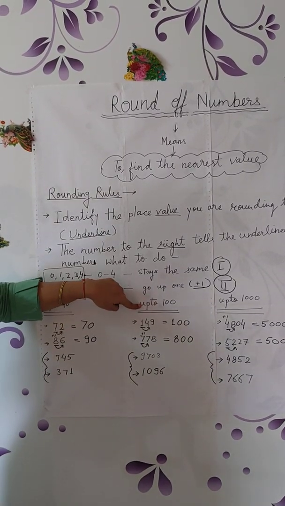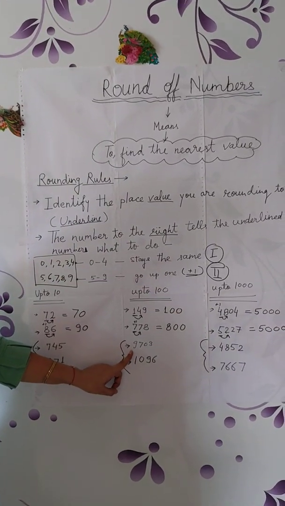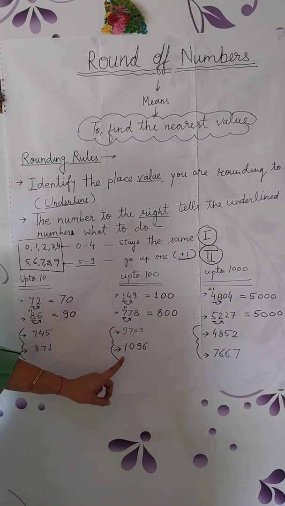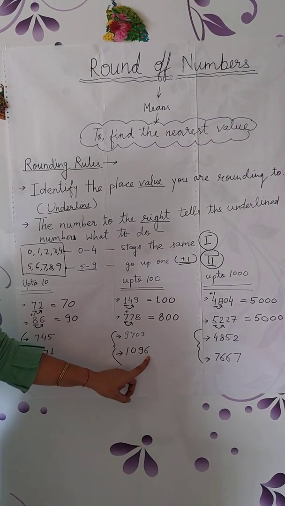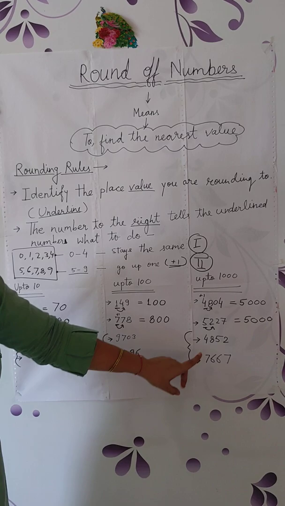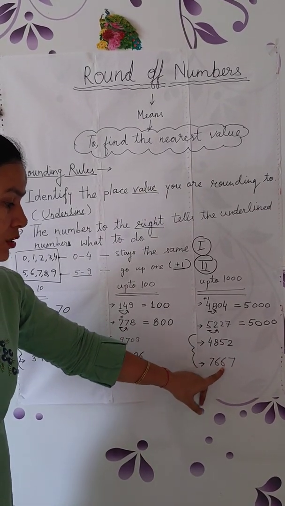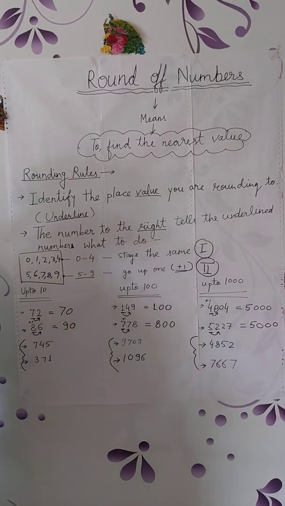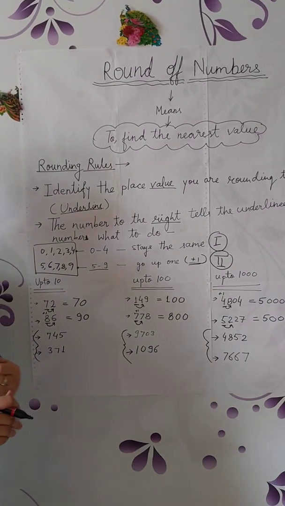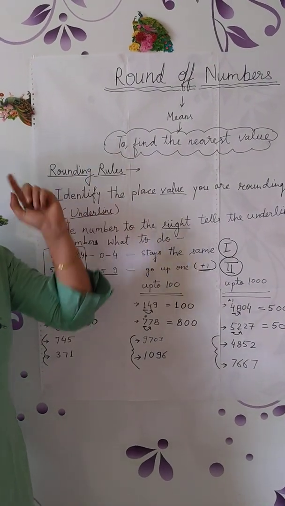Up to 100 you have to round off 9703 and 1096. Up to 1000 you have to round off 4852 and 7667. So please children, practice the rounding of numbers.